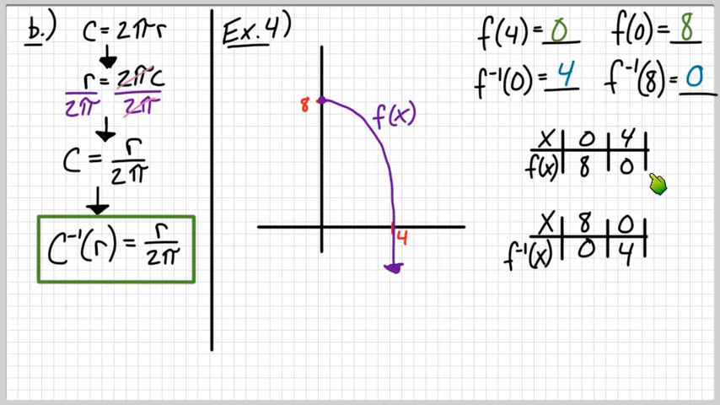So this is the exact same concept as these values up here. F inverse of 0 is like plugging 0 into this function, your output is 4. F inverse of 8, plugging 8 into this function, your output is 0. And all we did was make two simple little tables with the x's and y's switched.